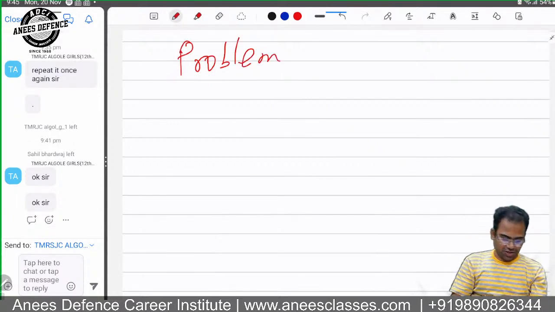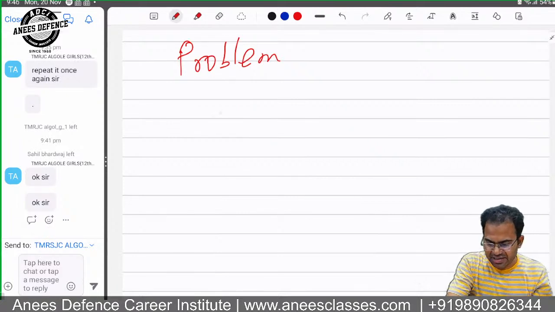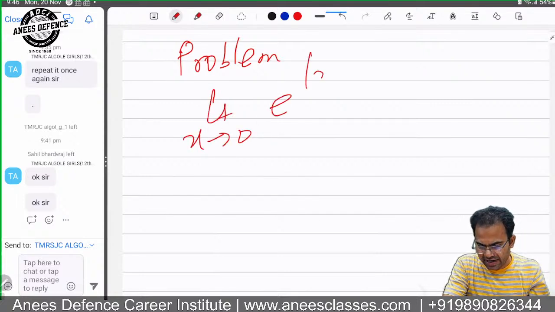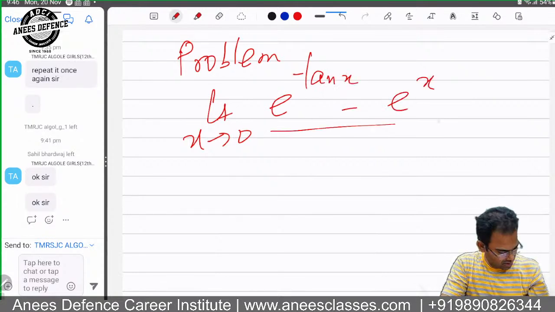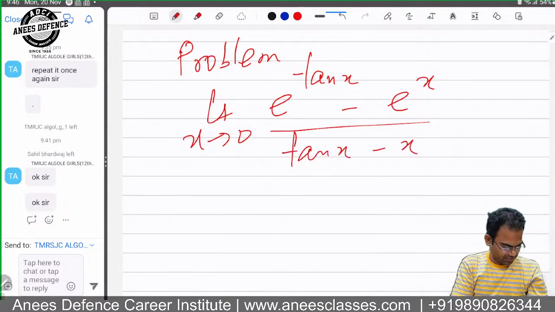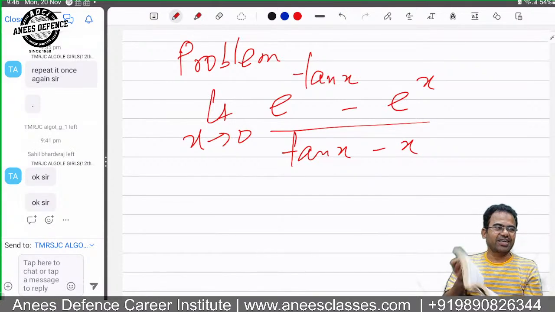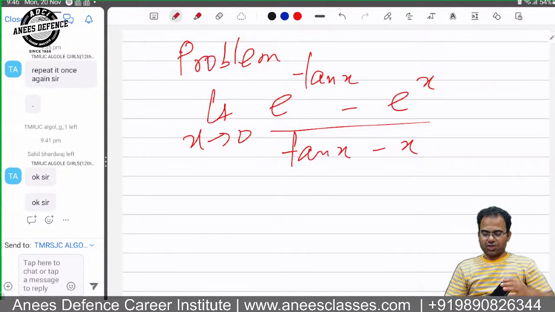This one will be your last question for today. Limit x tends to 0, e to the power tan x minus e to the power x upon tan x minus x. Solve within 1 second. That's not fair. I will say solve this question within 1 minute.